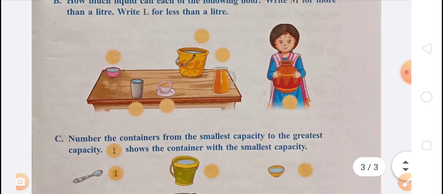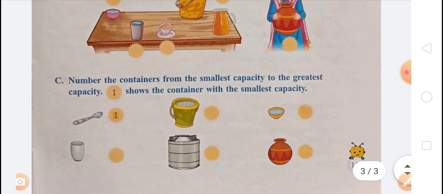Come on, next question, that is question number C. Number the containers from the smallest capacity to the greatest capacity. Show the container with the smallest capacity. So let's start. The spoon is first, and the bowl is second. Glass is third, and pitcher is fourth, and a bucket is fifth, and a tank is sixth.